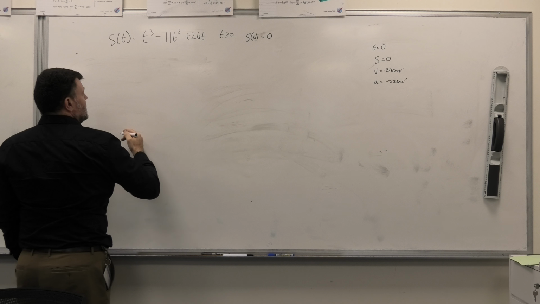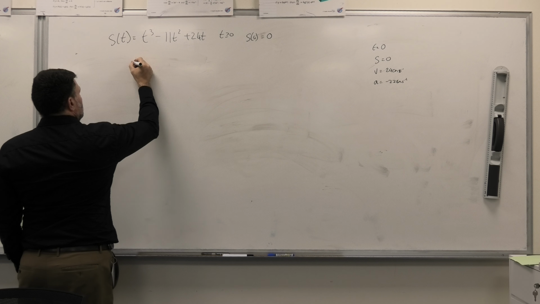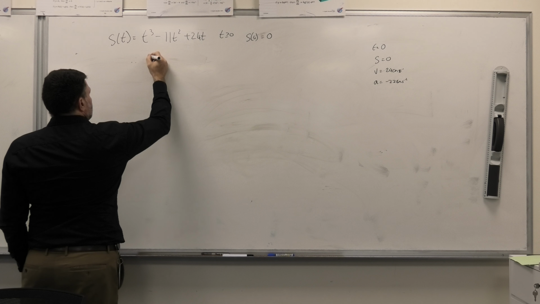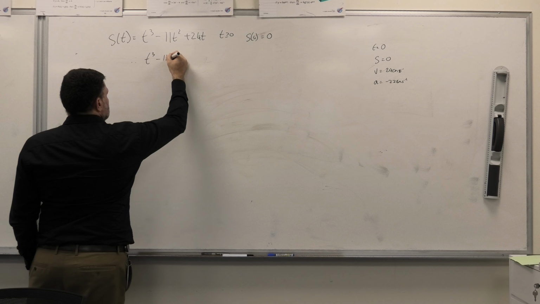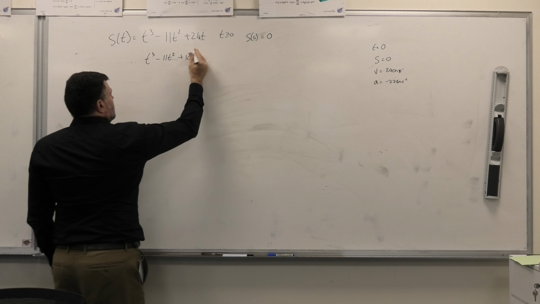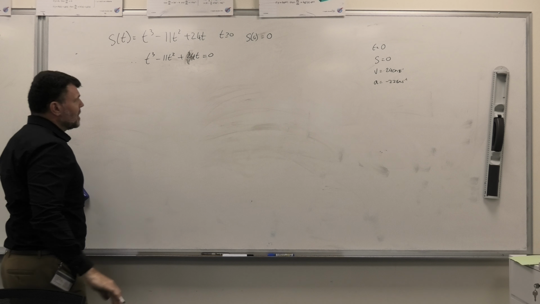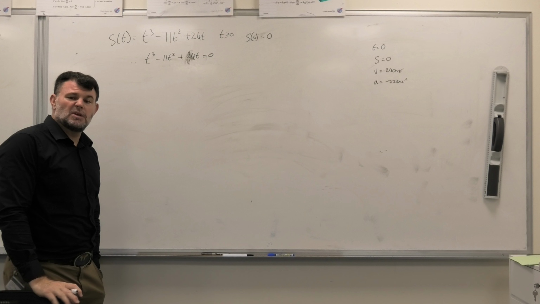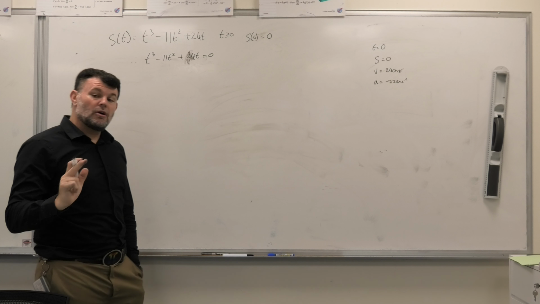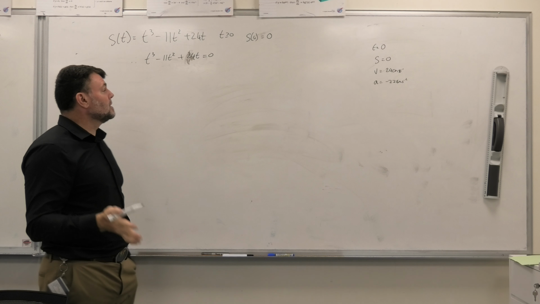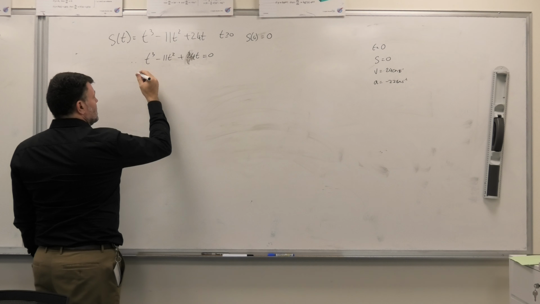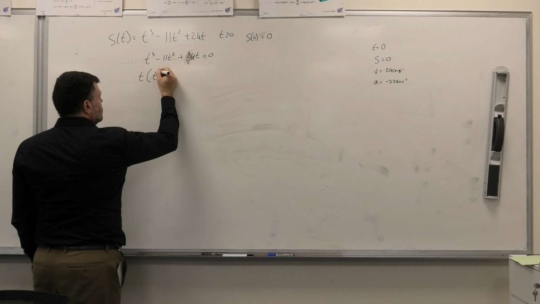We've got s of t here, and we want to find the sign diagram, so we need to equate this to 0. So I get t cubed minus 11t squared plus 24t is equal to 0. I can put this into my calculator and work it out, but it's no fun. The one thing I can do straight away is factorize. And what's common in each of these? It's t. So let's bring the t out.